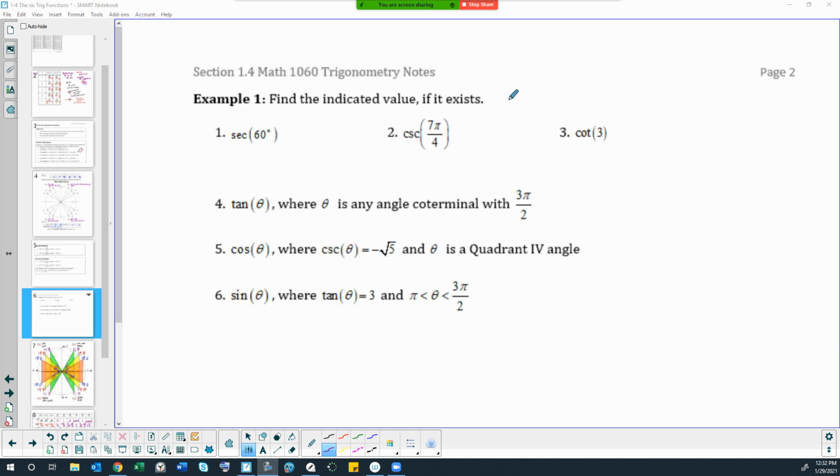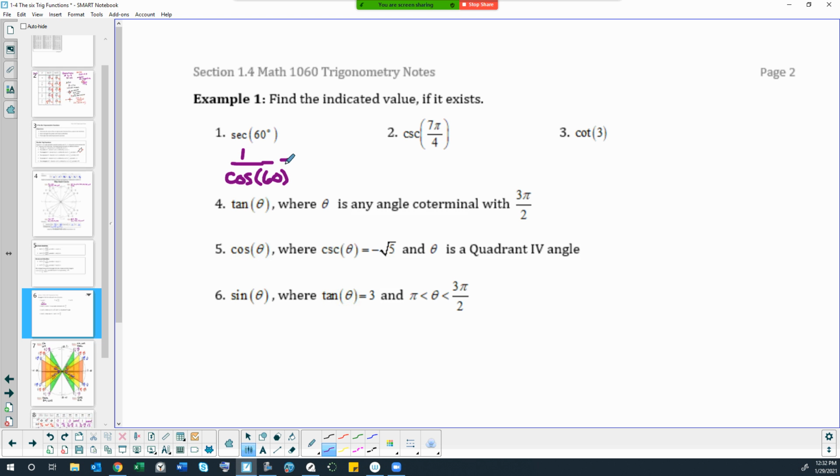All right, find the indicated value if it exists. So now since everything goes back to sine and cosine, if you memorize sine and cosine, then if you just start out with everything in terms of sine and cosine, it's really easy to find them from there. So I would recommend to just take secant and change it to the reciprocal of cosine, right? So the reciprocal of cosine.